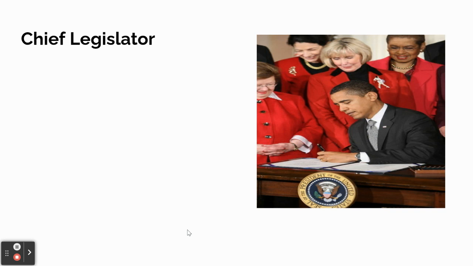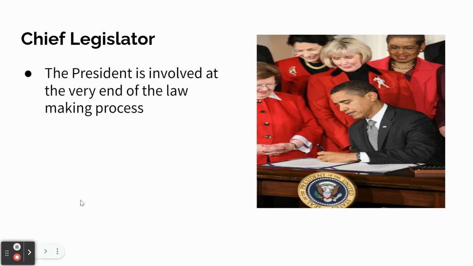The next formal presidential power we're going to focus on is the president serving as chief legislator. So ultimately, the president is involved at the very end of the lawmaking process. Congress develops a proposed law called a bill. They write it up, they argue about it, and they take a vote. And if a majority of Congress approves of it, it's sent to the president for final approval.